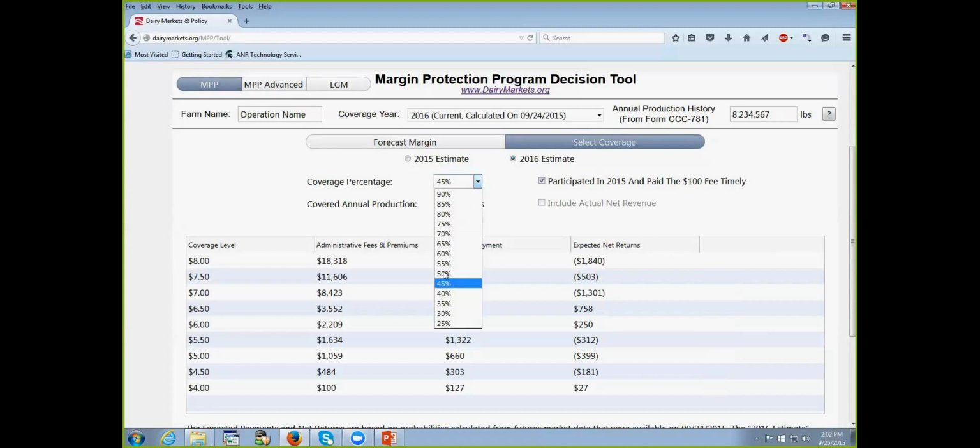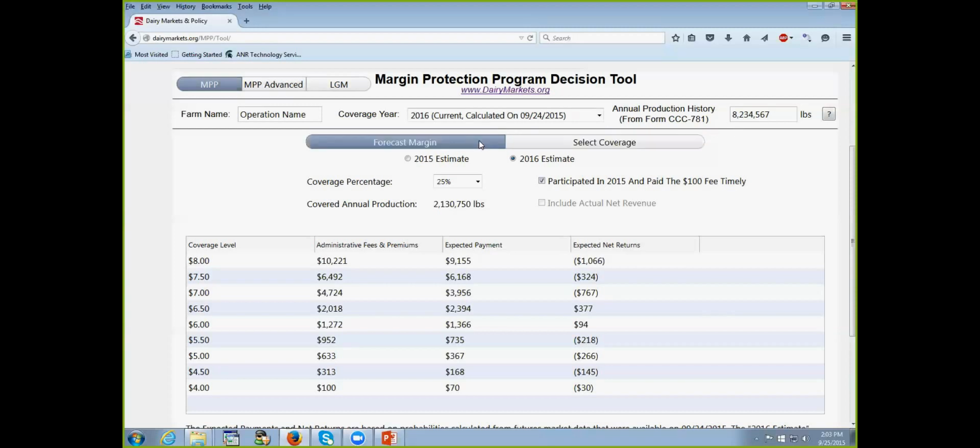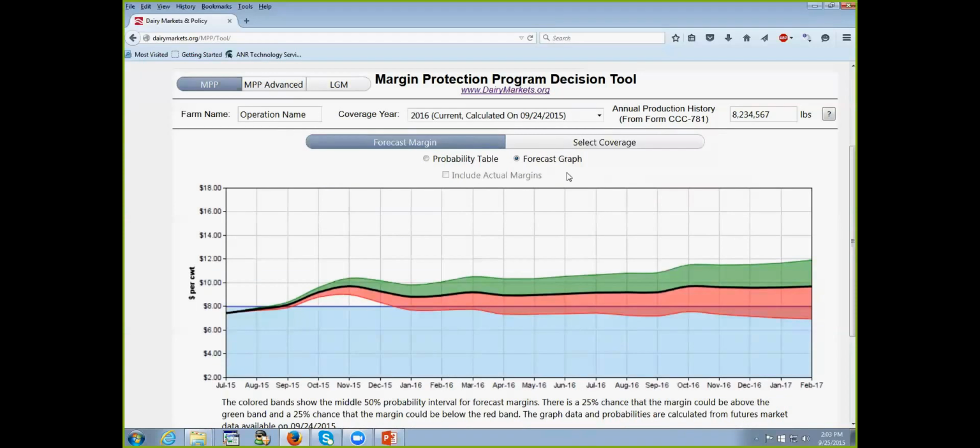But you can look at different coverage levels. And even if you had 16 million pounds of sales, if you covered only 25%, you would still be in that lower premium tier. Okay, so that's the basic tool, and you can look at the forecasting, you can look at selecting coverage.